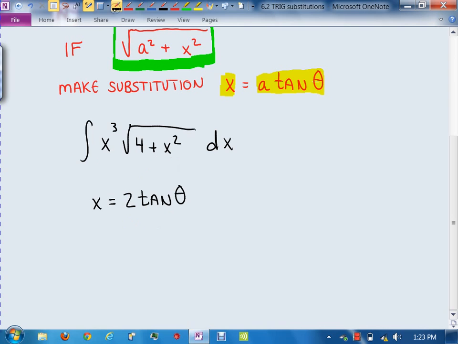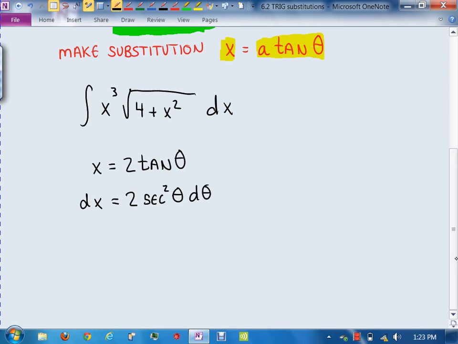Now, before you get ahead of yourself, let's check something out. What's dx? What's the derivative of both sides of this equation? So what's the derivative of 2 tangent theta? 2 secant squared theta d theta, right? That's the derivative of both sides of that equation. Follow me?